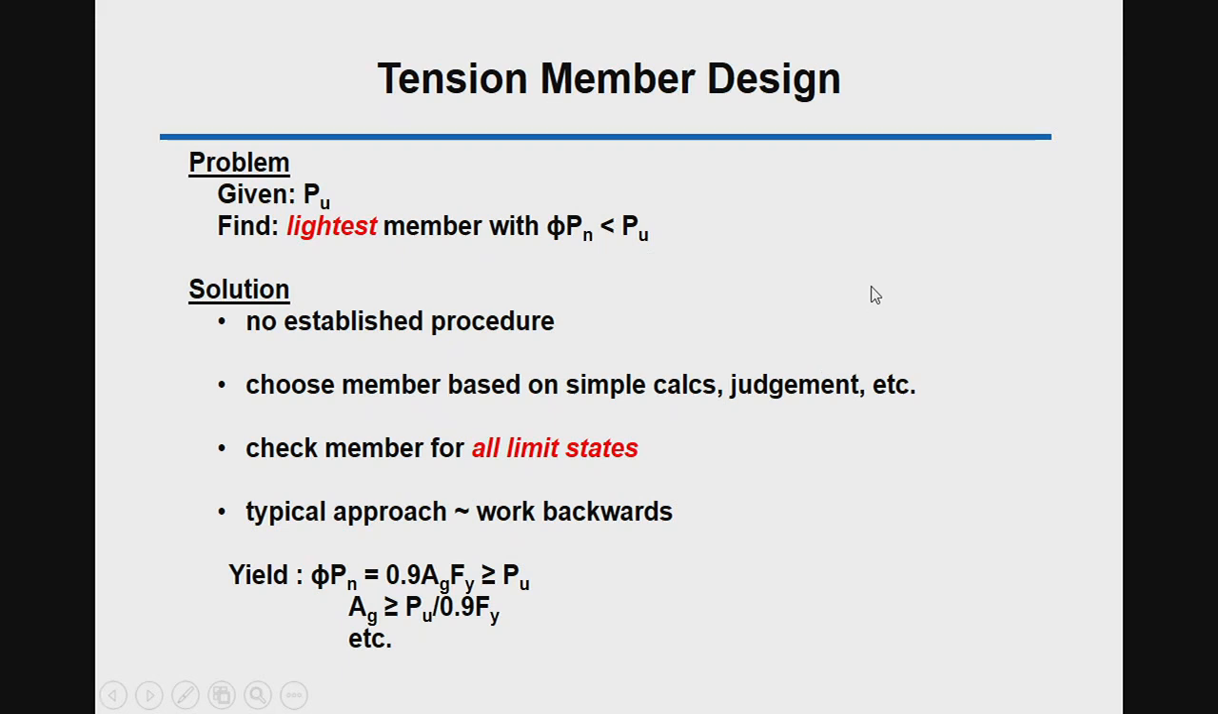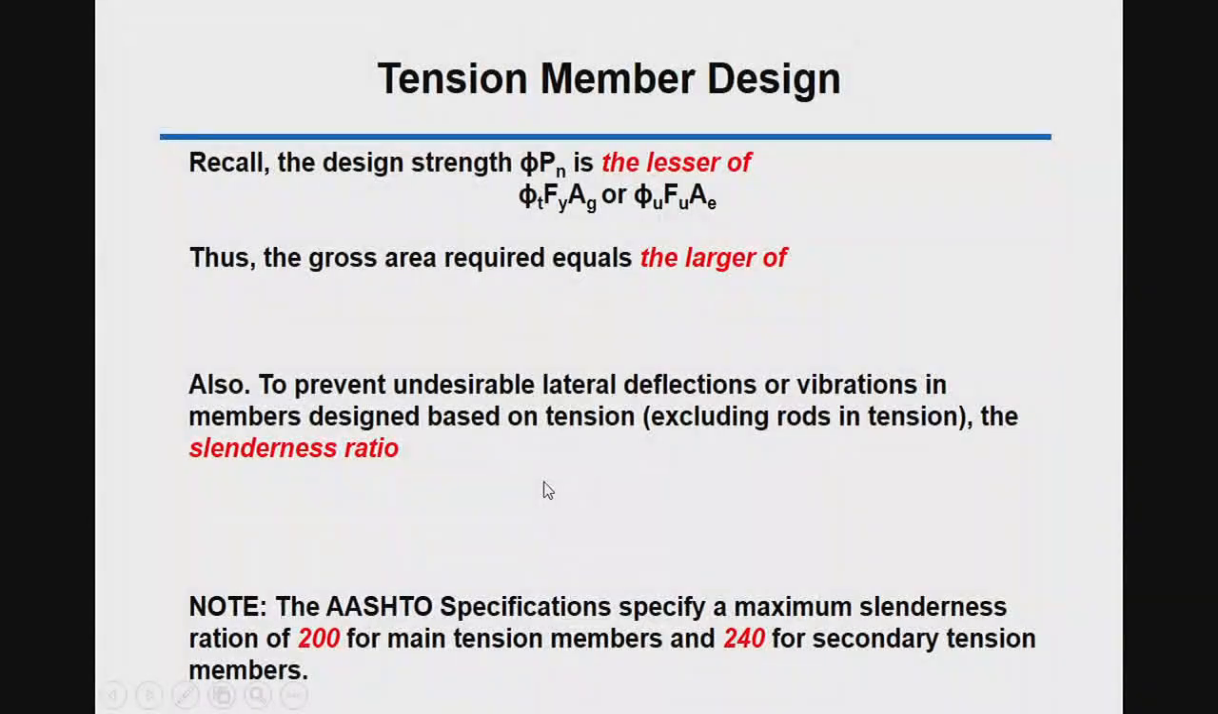Once we pick the member, we want to check the member for all the limit states, including yielding, fracture, and block shear. And don't forget to check all the members connecting together, right? Not just the member you are looking at. The tension member in the example is connected with a gusset plate, so you not only check the member you select, but also check the tension strength of the gusset plate as well.